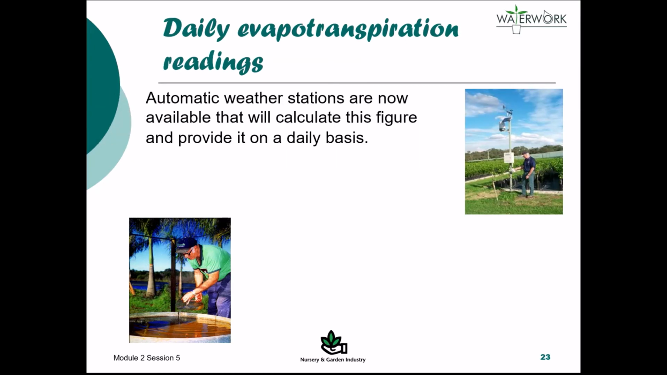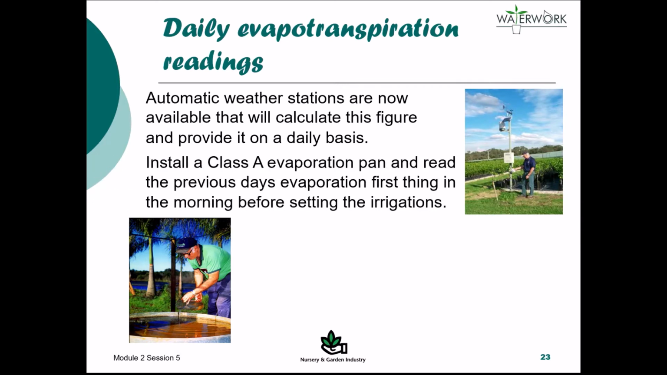One source of this information is automatic weather stations, which are now available and will calculate evapotranspiration and provide it on a daily basis. Another method of gathering evaporation data for irrigation scheduling is to install a Class A evaporation pan and read the previous day's evaporation first thing in the morning before setting the irrigation. This allows the operator to read the previous day's evaporation, estimate evapotranspiration and crop water use, and set the irrigation times accordingly.